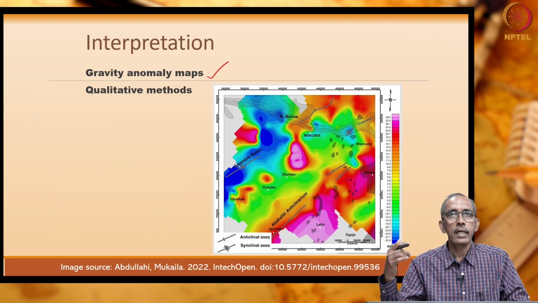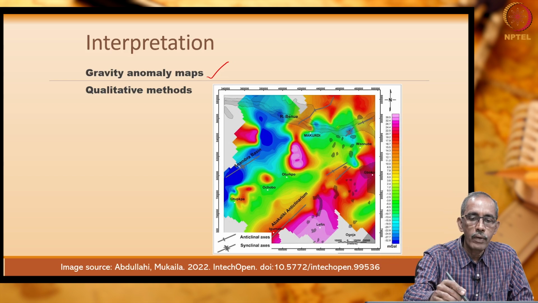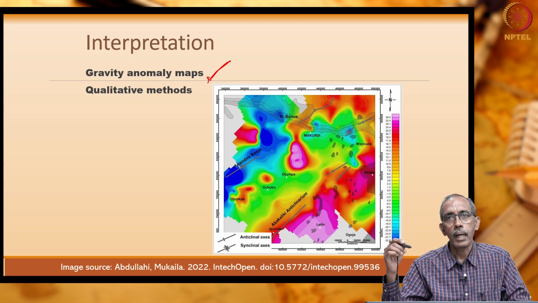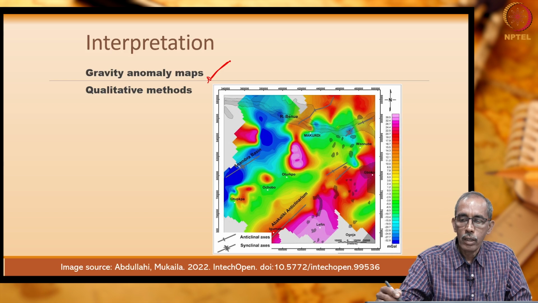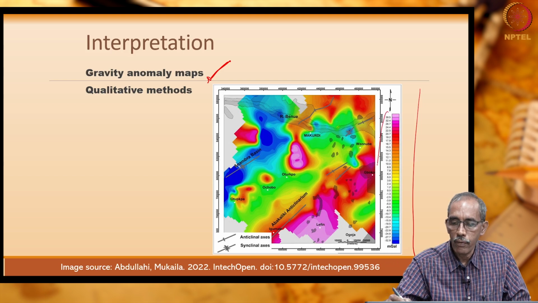Gravity data interpretation can be done initially by preparing what is known as gravity anomaly maps. So, what is a gravity anomaly map? The data which we have obtained from the field, after gravity data reduction, can be directly plotted in the form of a figure as you see here. What does that figure give? This figure gives the relative gravity measurements.